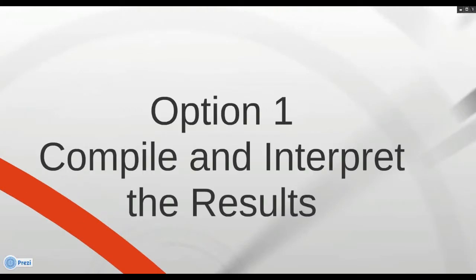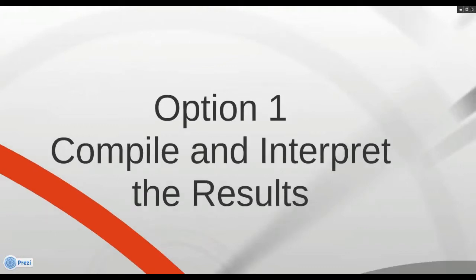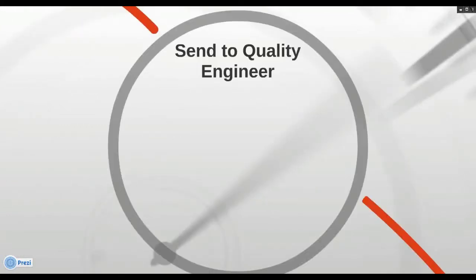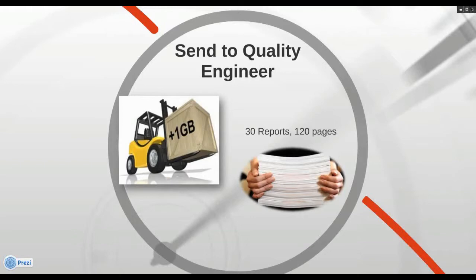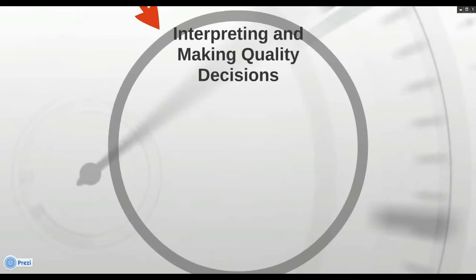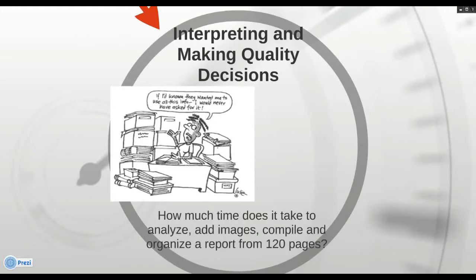So, the traditional method is then to compile and interpret these results and then generate my report myself, or pass it on to the quality engineer who receives my 30 reports, 120 pages, all at once. And he has to interpret and make quality decisions based on all of that information.